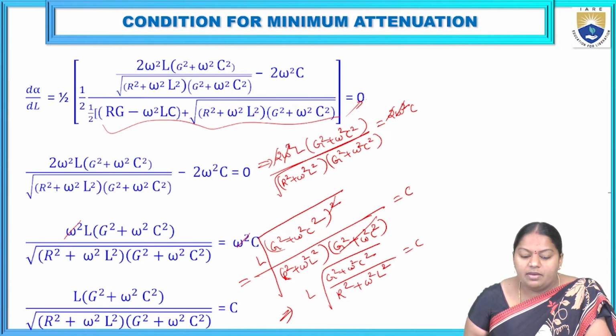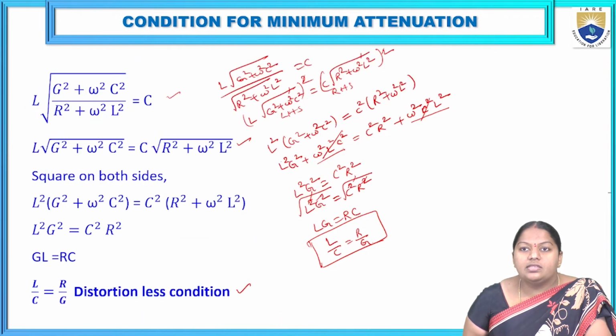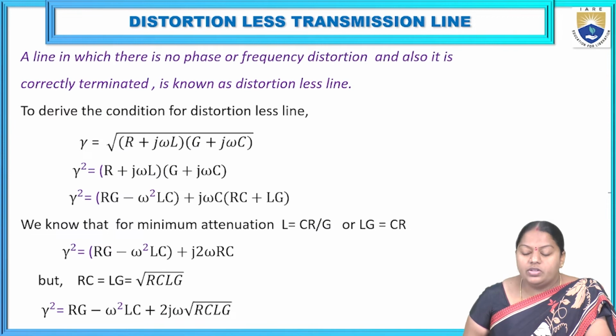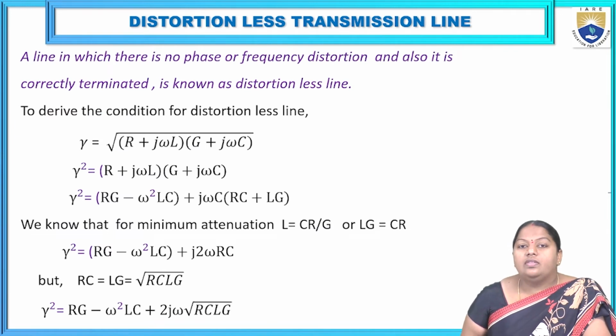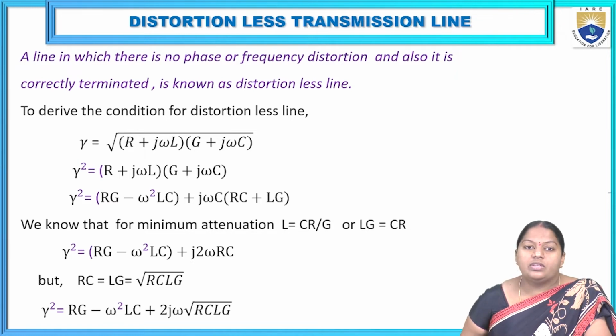From that we have evaluated the condition as L by C equal to R by G, which is also called the distortionless condition, or the condition for minimum attenuation. Here we considered the constant as alpha because alpha is the notation for the attenuation constant.